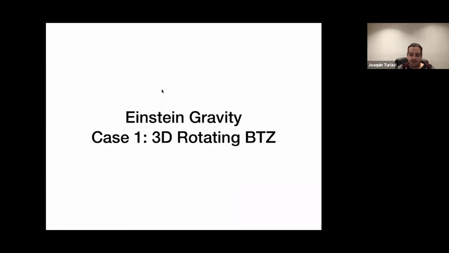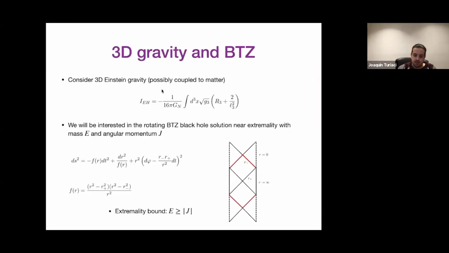I will describe now the case of a 3D rotating BTZ. I will look at 3D gravity, asymptotically AdS3, where L3 is the AdS3 radius. This is the BTZ metric, which hopefully everyone is familiar with. It has an outer and inner horizon, r plus and r minus, that depend on the mass E and the angular momentum J. The extremality bound tells you that the energy is bigger than or equal to the angular momentum.